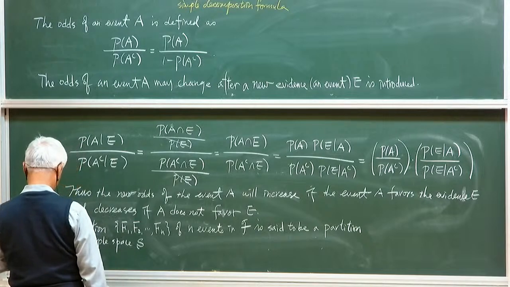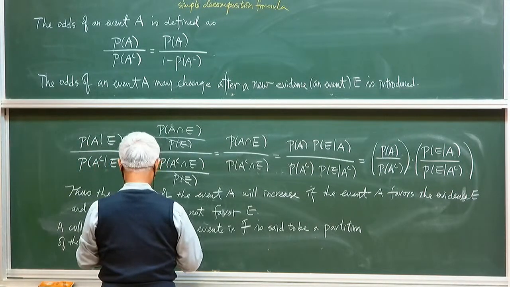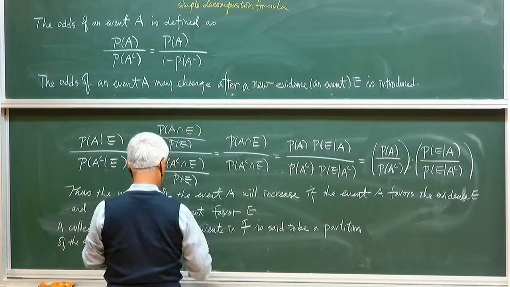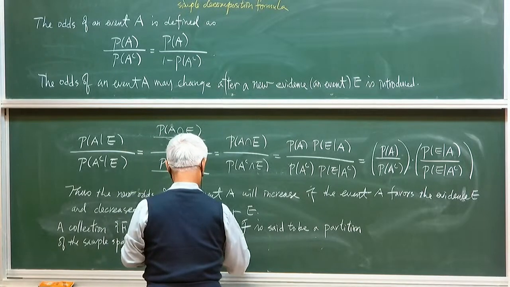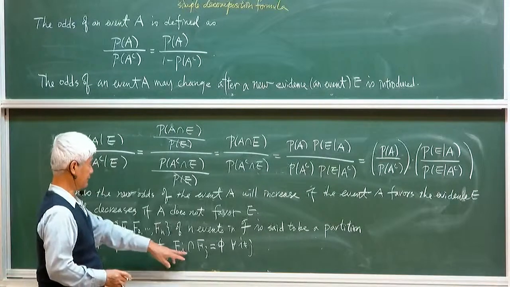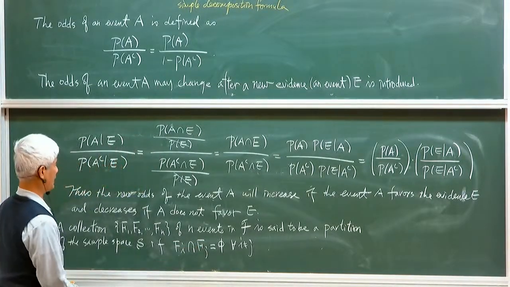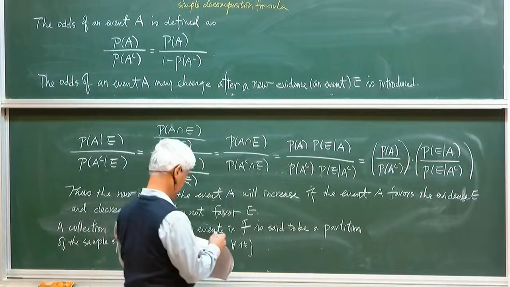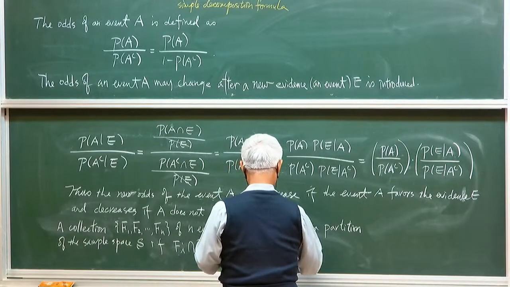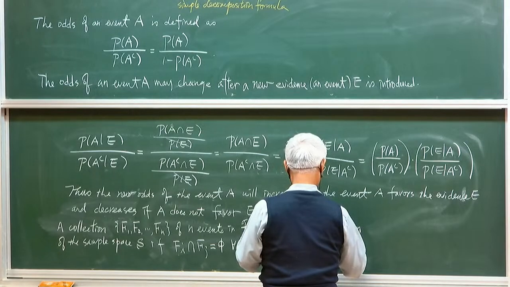if they are mutually exclusive, which means that their intersection is the empty set, and their union is S, i.e.